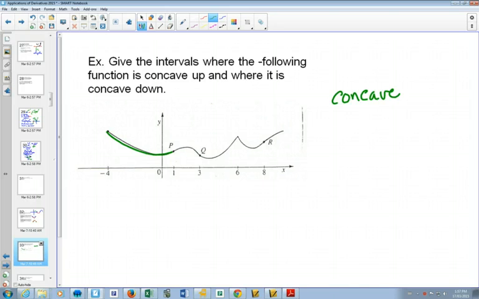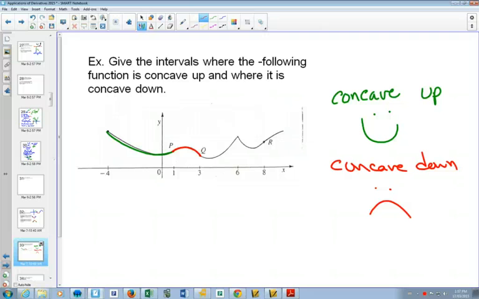That is concave up. Okay, you can think of the U in up to help you remember that. You can think of feeling up and smiling, if that helps you. And then in this section, which we better use red because red is a negative color already, from P to Q, that would be concave down.